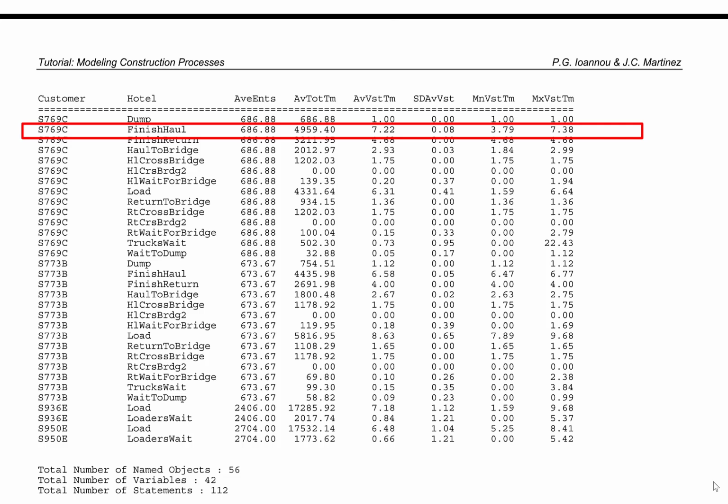If we divide 4,959 by the total number of visits into that activity by the resource, we get the average visit time, which in this case is 7.22 minutes. So the average resource, on average, spent 7.22 minutes in an activity finish hall. The rest of the 3 numbers give us more statistics about the average visit time of the average resource.